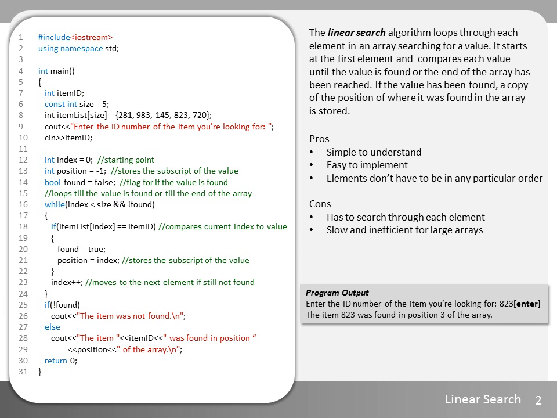The linear search algorithm loops through each element in an array searching for a value. It starts at the first element and compares each element until the value is found or the end of the array has been reached. And if the value has been found, it returns its position in the array.